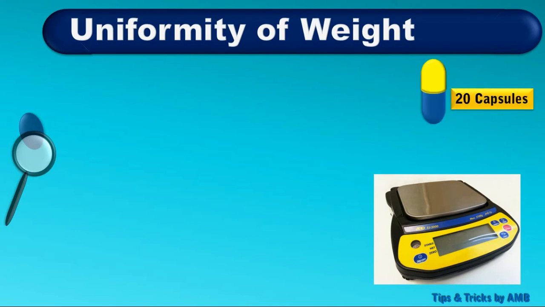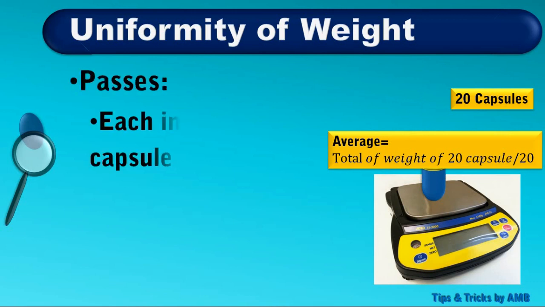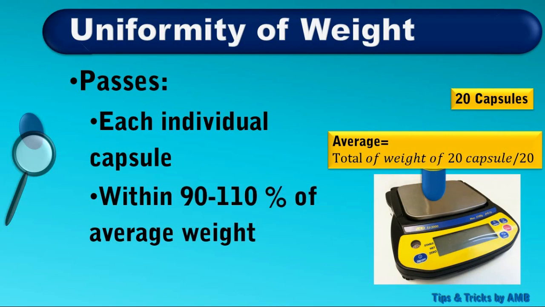Take 20 capsules and weigh these capsules individually. Record their individual weight. Calculate the average weight of 20 capsules. A capsule passes the test if each of the individual weights of capsule is within the range of 90% to 110% of average weight. Suppose the average weight of 20 capsules is 50 mg, then the weight of each capsule should be between 45 mg, that is 90%, and 55 mg, that is 110%.